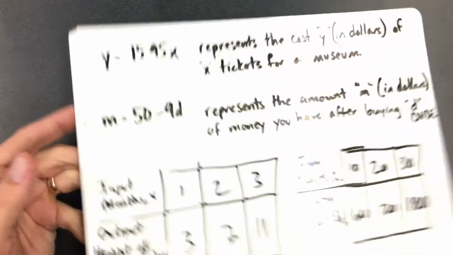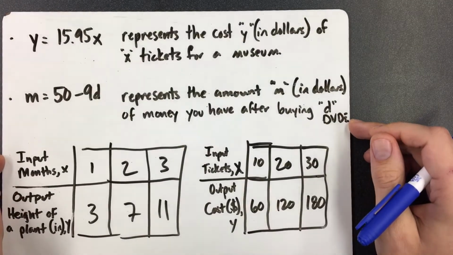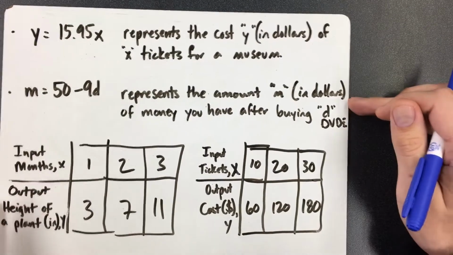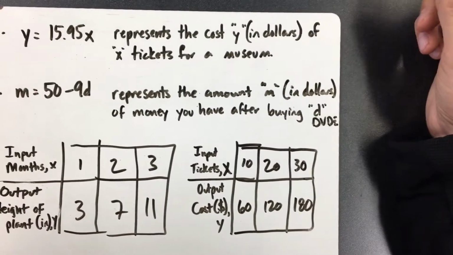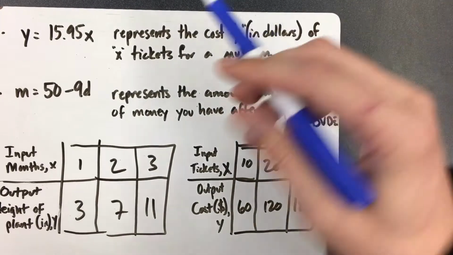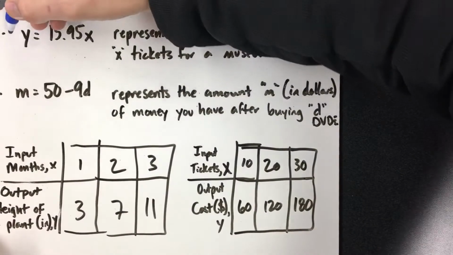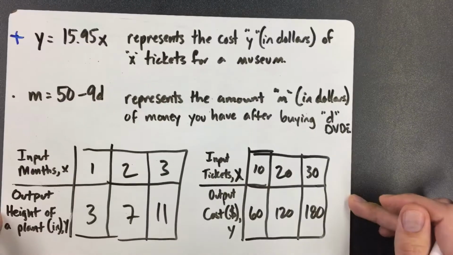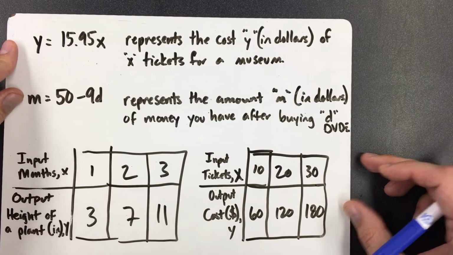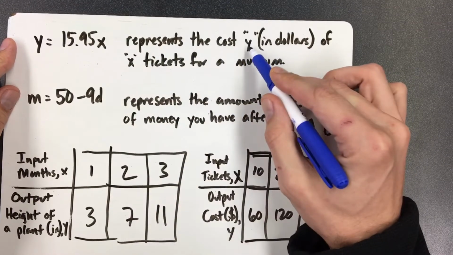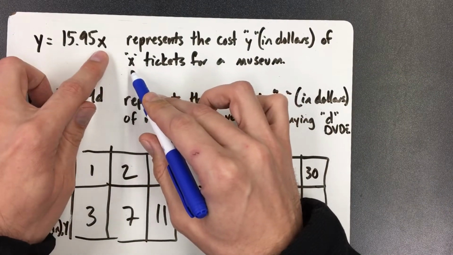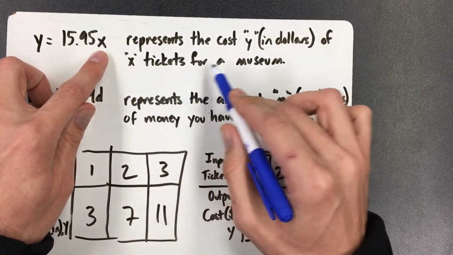What you're going to see in some of the questions today is they'll give you an actual equation or they'll give you an actual input-output table and they'll ask you, hey, is this discrete or is this continuous? And maybe how do you know, right? And so here's an example. These are out of the book. This example right here, the equation is y equals 15.95x, and it represents the cost, y, so y stands for cost, the cost in dollars of x amount of tickets, x stands for tickets, for a museum.